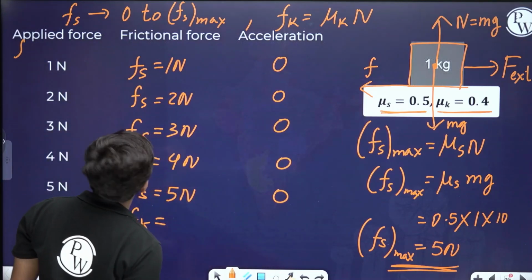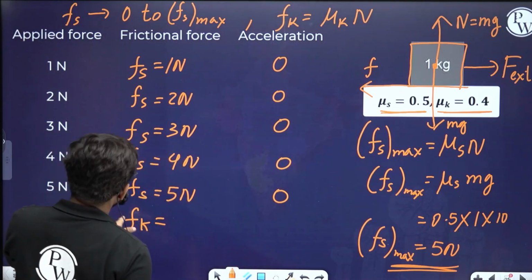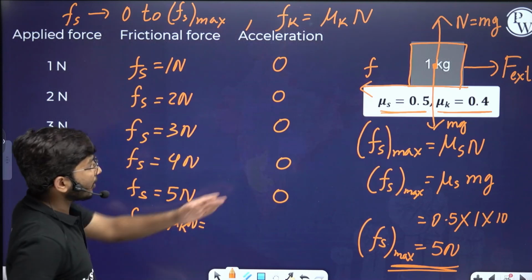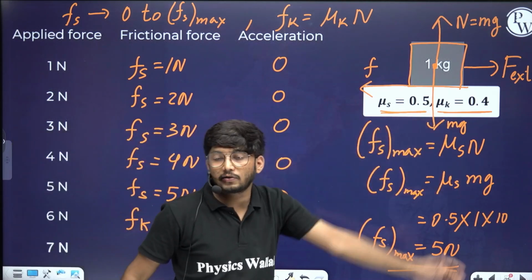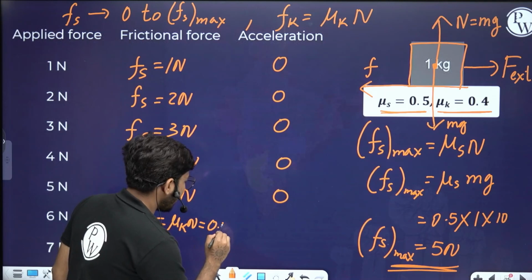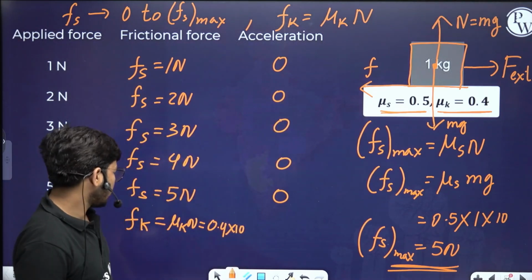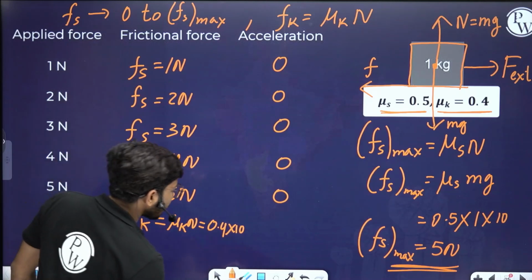No need to write one more time. So here Fk is going to be mu k into n. Mu k is 0.4. 0.4 into n, which is m into g, which is 10.